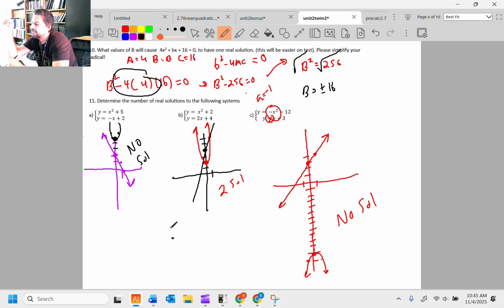It says it'll be easier on the test. I think that's because this is more in line with what's on the test. The test is not a hard problem. It's not going to get any easier than this.